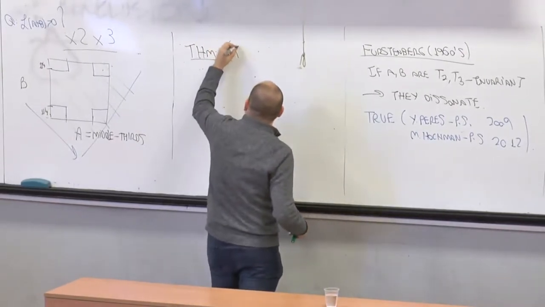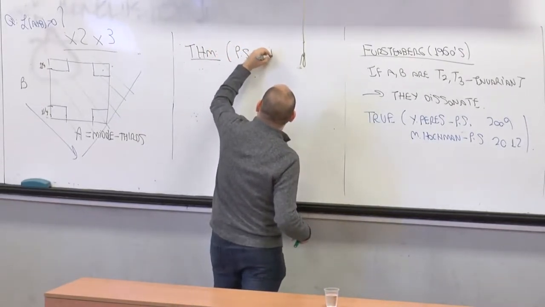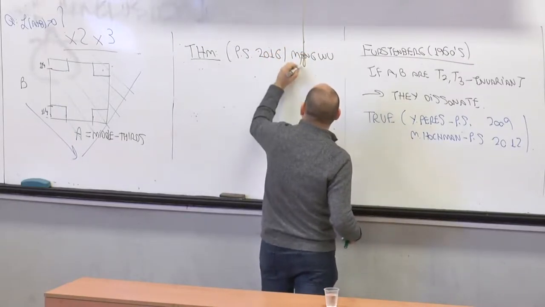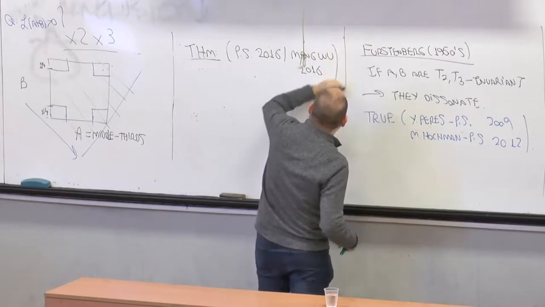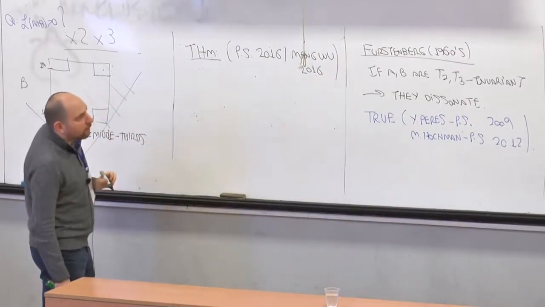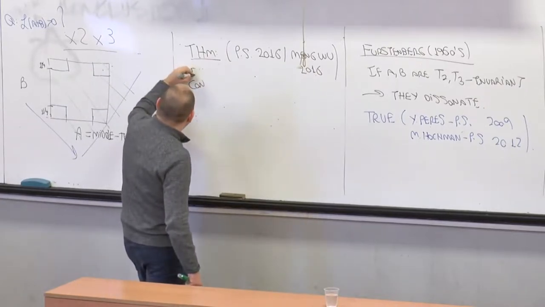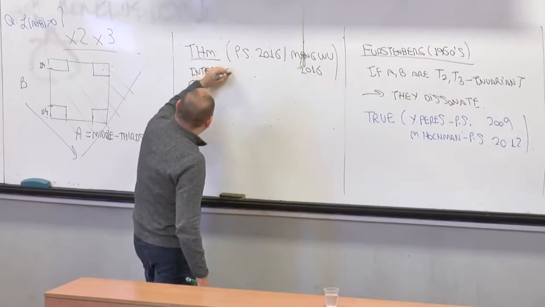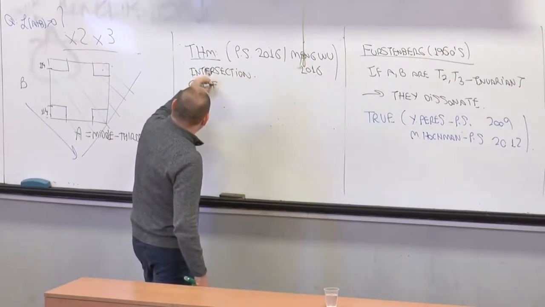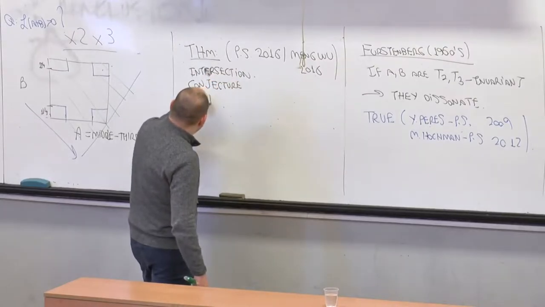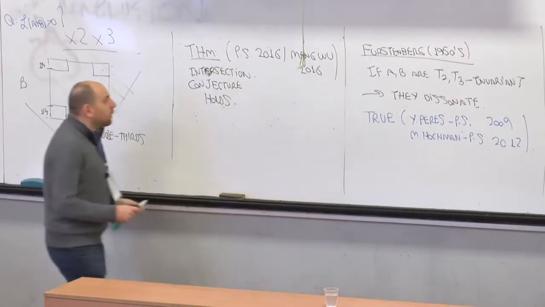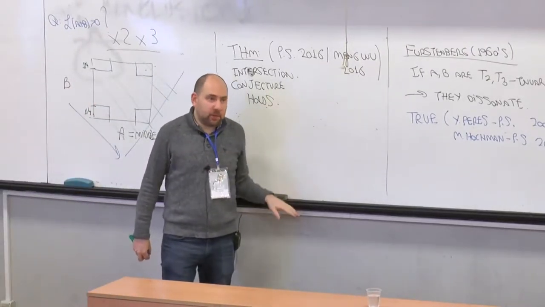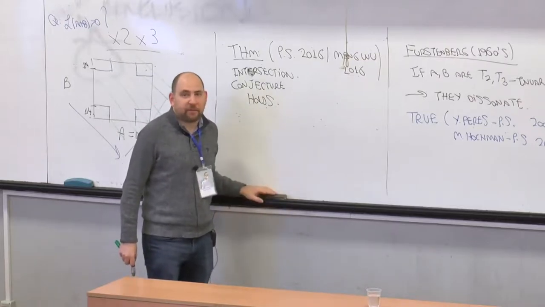OK, and so I proved it about 2 years ago. And also Meng Wu from the University of Oulu also proved it. So I'm going to say a couple of words about the proofs. So the intersection conjecture holds. Okay, so the proofs are unbelievably different. So it's amazing how different they are.